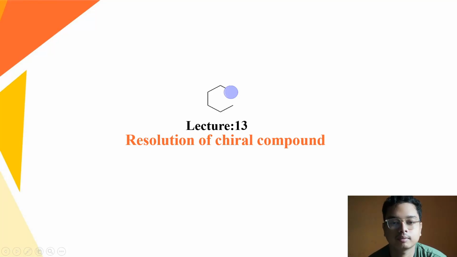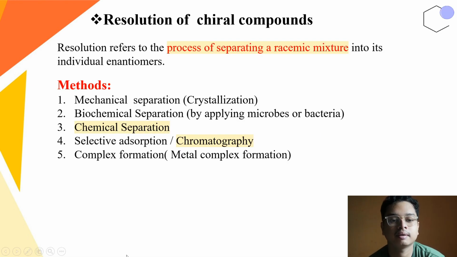So hello everyone, welcome to another lecture of the stereochemistry course, and this will be the final lecture of our basic stereochemistry course. In this lecture, we are talking about the resolution of chiral compounds, like how can we separate a particular enantiomer from the racemic mixture. So first we are talking about resolution.